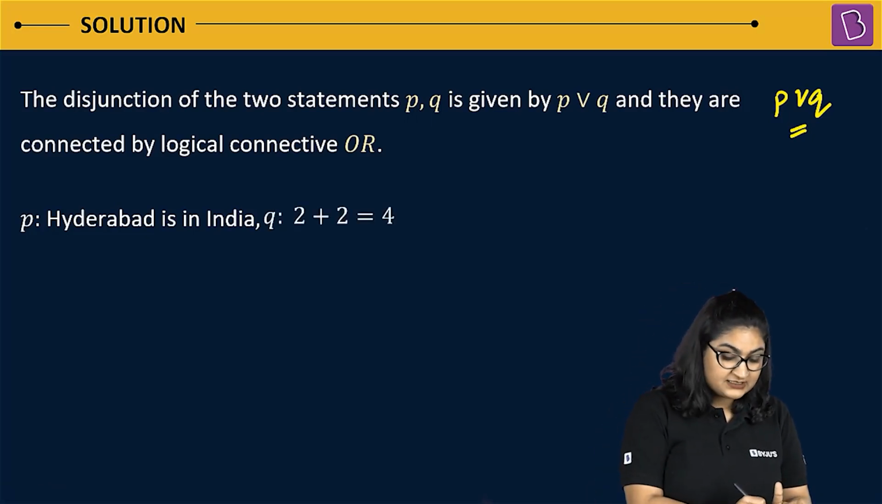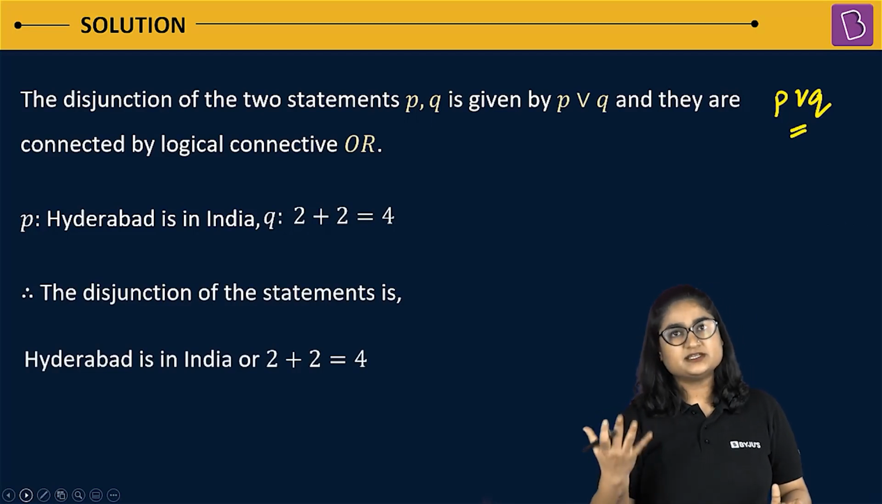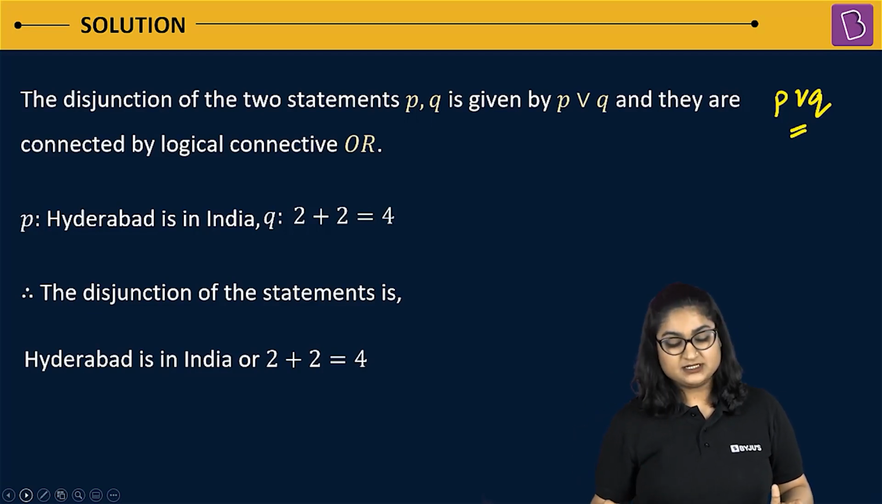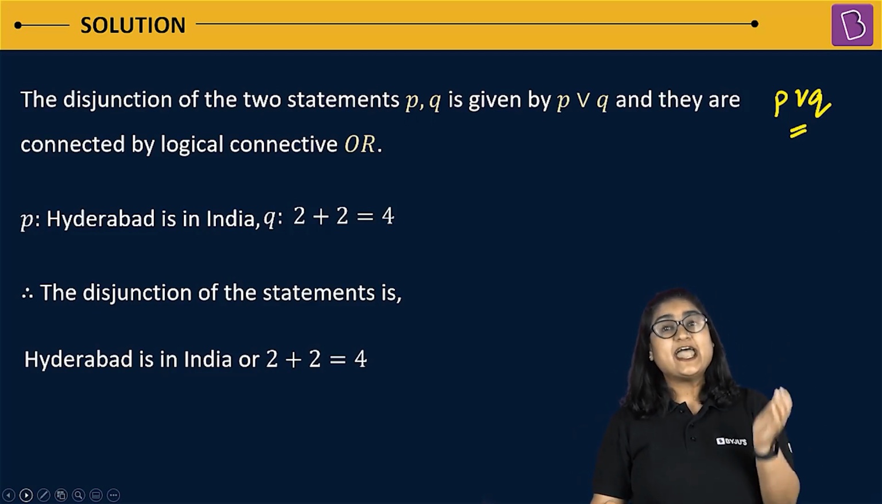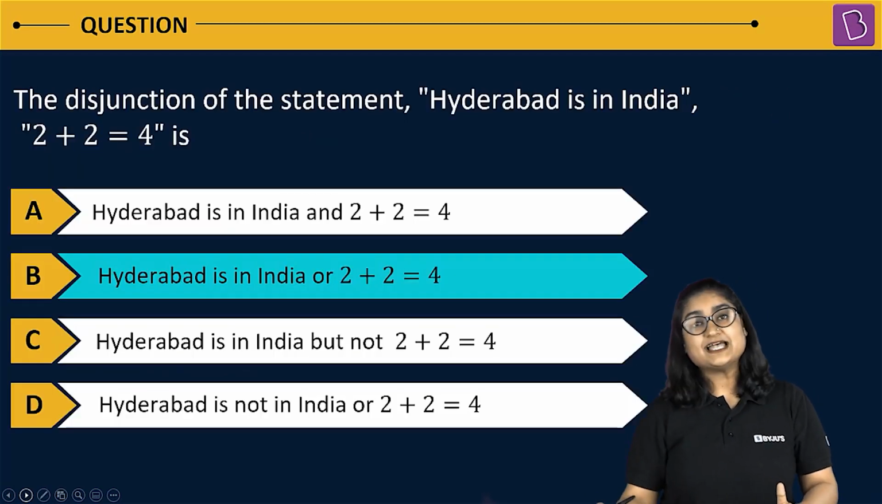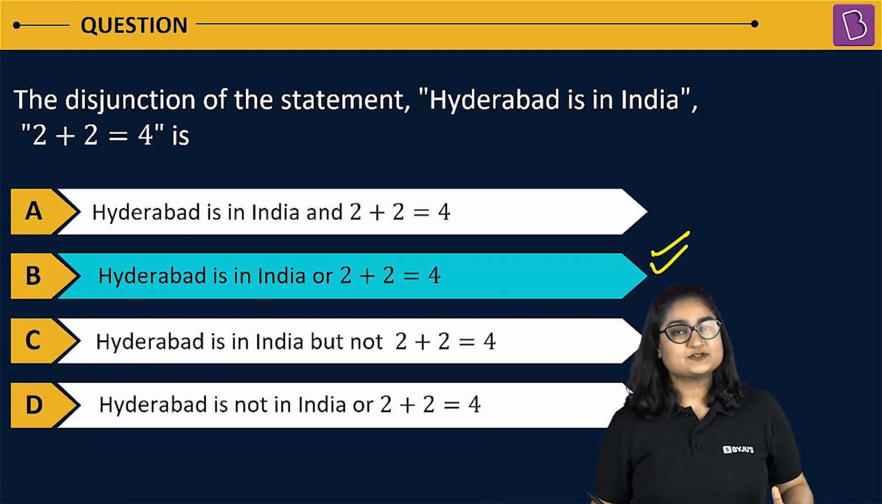Now, when I connect them using the disjunction, when I actually calculate the disjunction of these two statements, or connect these two statements using the logical connective OR, what I will get is Hyderabad is in India or 2 plus 2 is equal to 4, which has been given to us in option B. Hence, we can say that the correct answer to this question is option B.